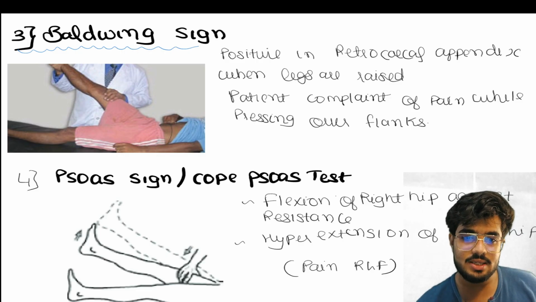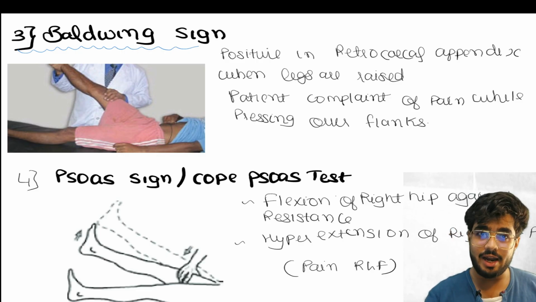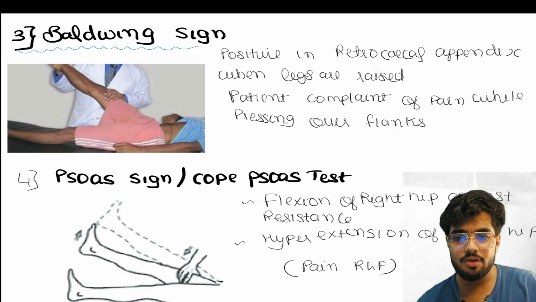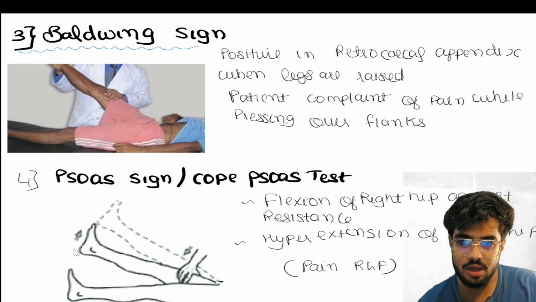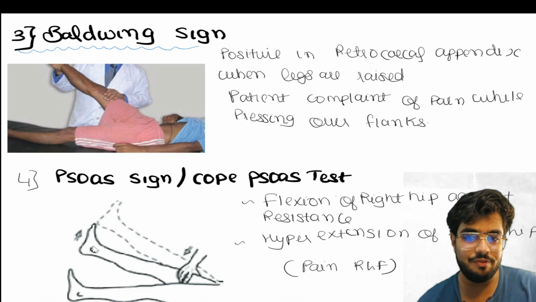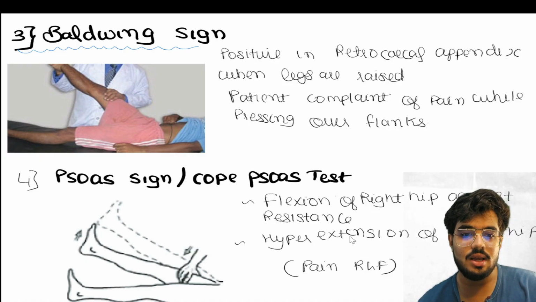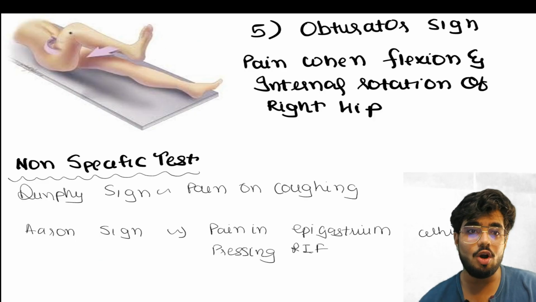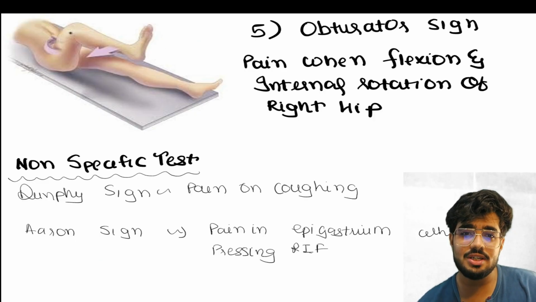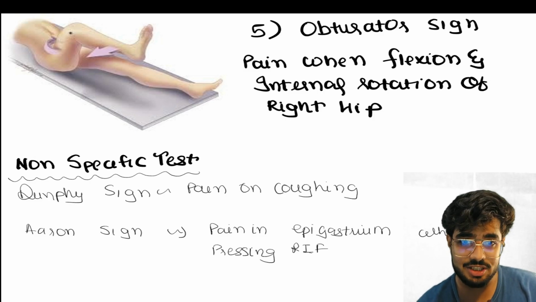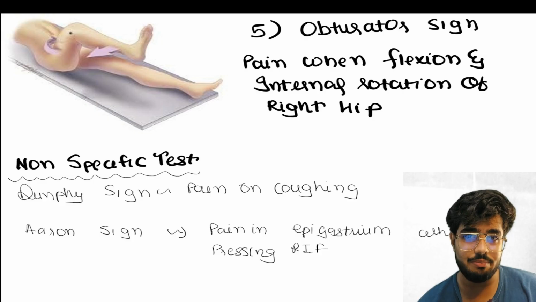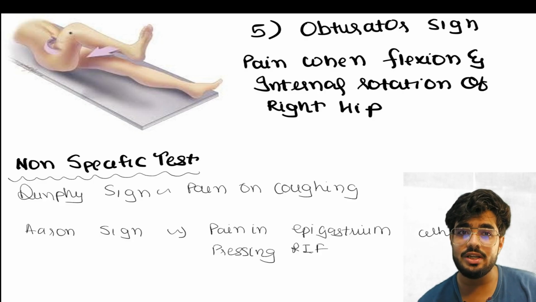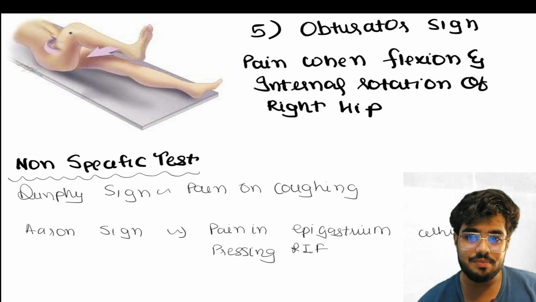In the Cope psoas test, what we do is flex the right hip against resistance. If you can see in this photo, we tell the patient to flex and we are providing the resistance, and there will be pain in the right iliac fossa. Obturator sign: the patient is going to feel pain when you flex and do internal rotation of the right hip. When we are flexing and internally rotating the right hip, the patient is going to find pain.